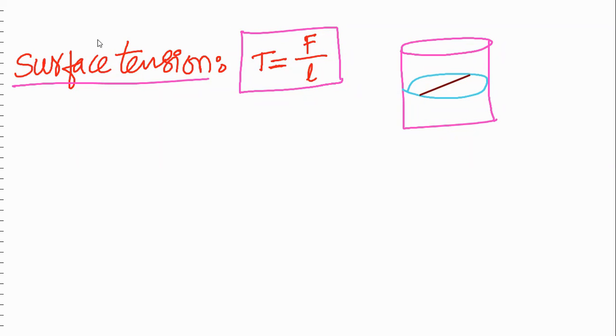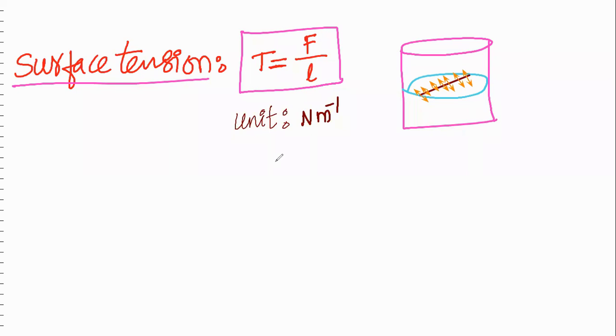The force acting on the imaginary line drawn, per unit length, is called the surface tension. On this imaginary line, the force acts on either side. So the force acting per imaginary line of the liquid surface is called the surface tension. The unit of surface tension will be Newton per meter.